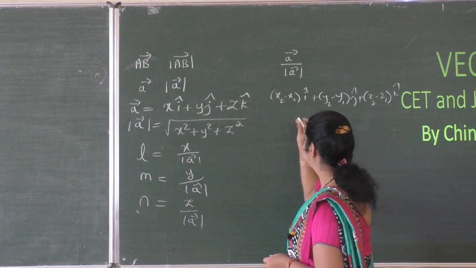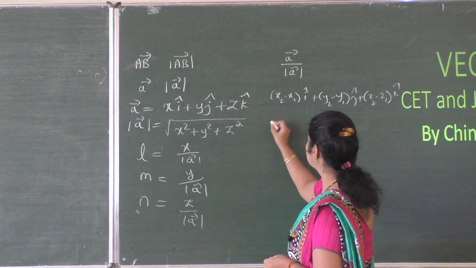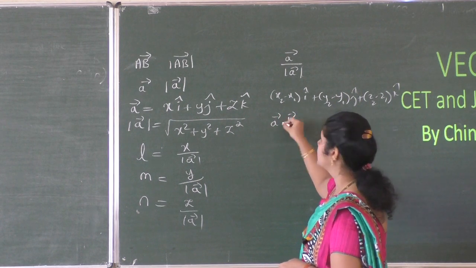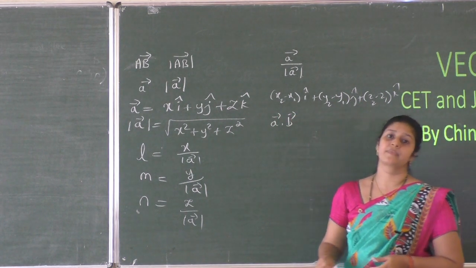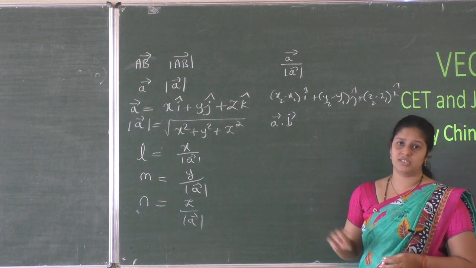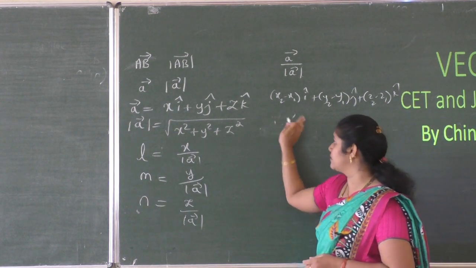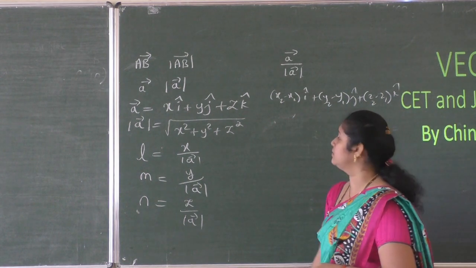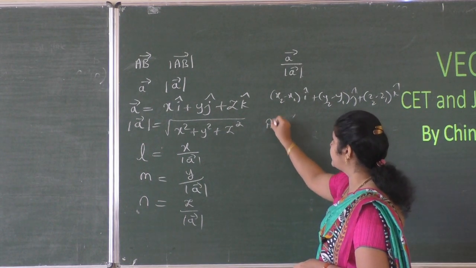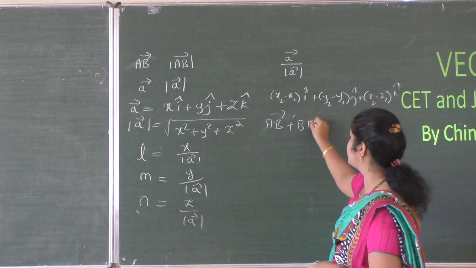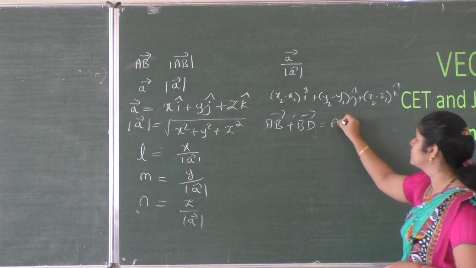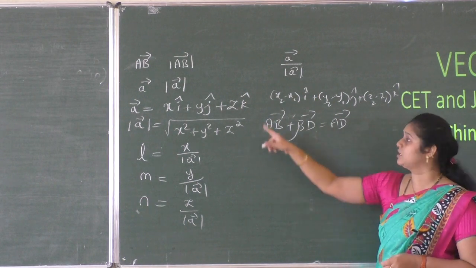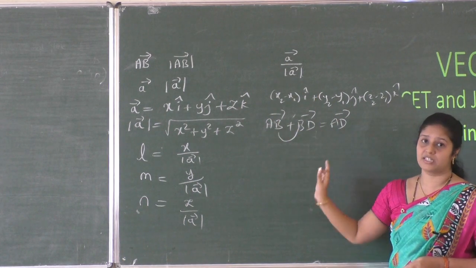Now, if a vector is given, then addition and subtraction are the easy things. For addition, there is the triangle law of vector addition that you know. For a triangle, I can write vector AB plus vector BD, then it will become vector AD.